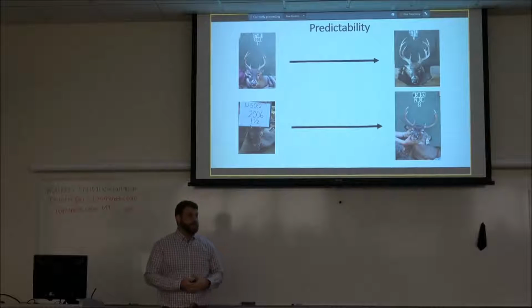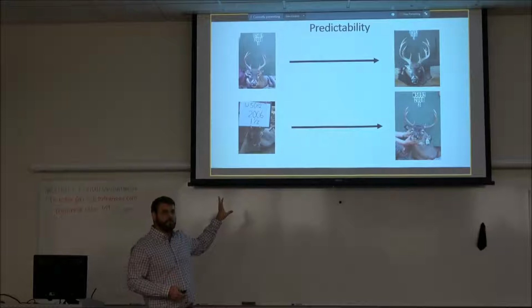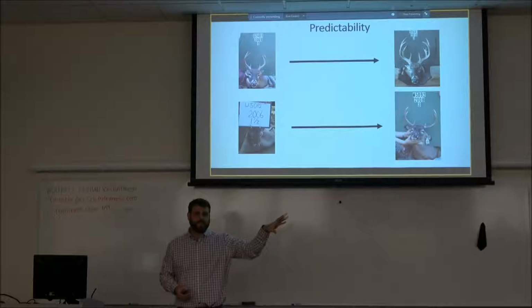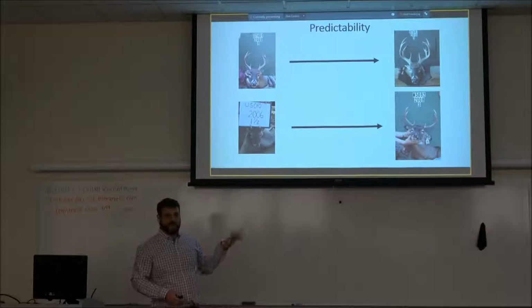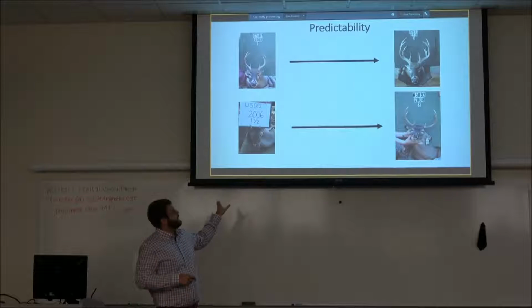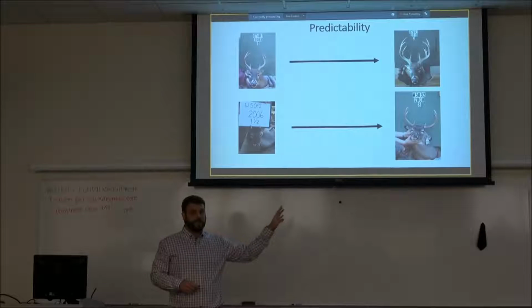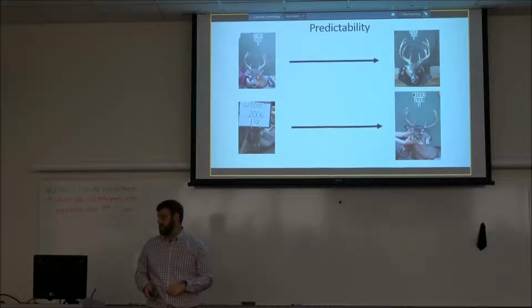Switching gears to predictability. Again, when we talk about predictability, we just are meaning using antler size early in life to predict antler size later in life. But the general thought being that if you have a large set of antlers as a yearling, you're going to continue to have larger antlers later in life. If you have smaller antlers, you'll continually display smaller antlers later in life.